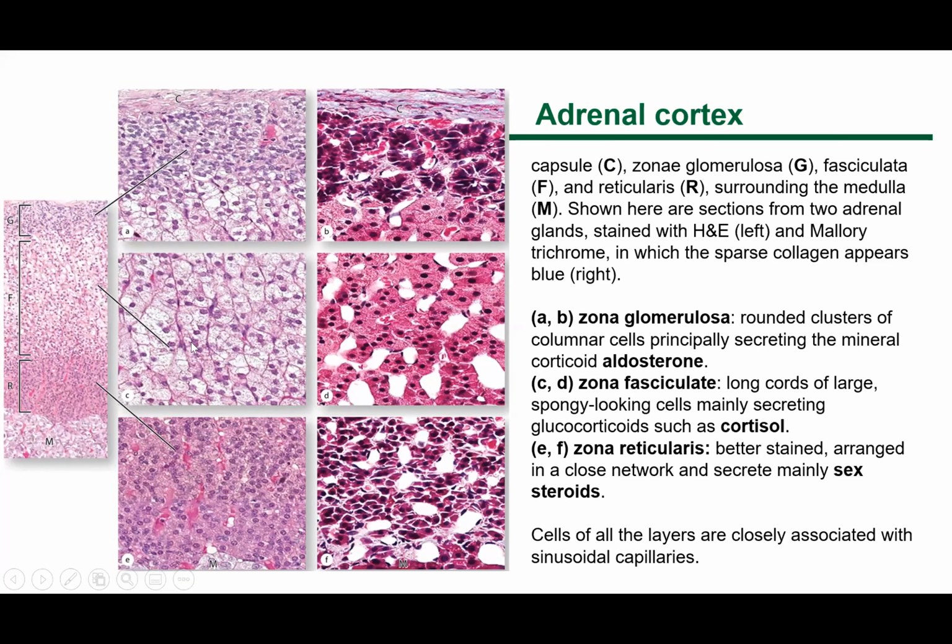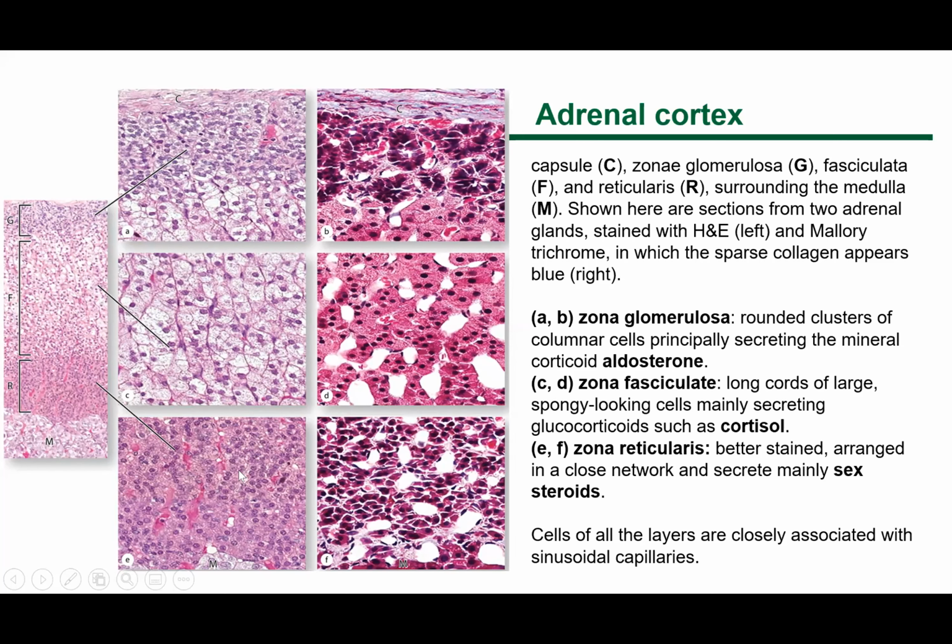Fasciculata reflects the fascicle arrangement of cells. And here you can see the zona fasciculata, and in this one, the sinusoids present in the zona fasciculata are a little bit more apparent. The reason that they look spongy is because they're producing large amounts of steroid hormone glucocorticoid, which isn't miscible with water. So it causes a foamy appearance of the cytoplasm, if you look closely.